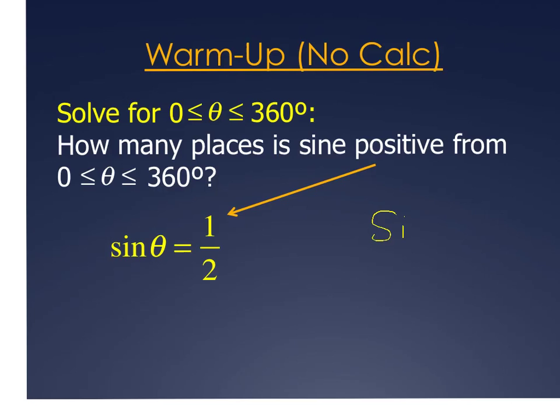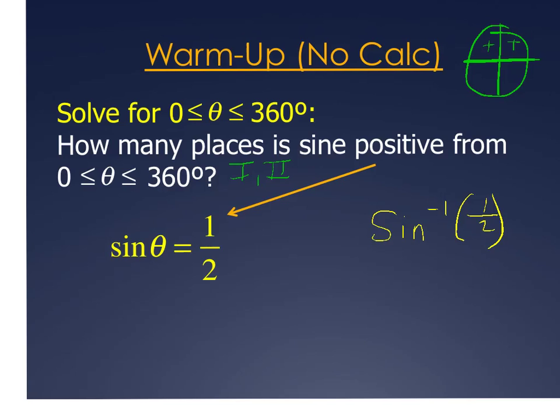Or in other words, using the notation we learned in Chapter 7, sine inverse of a half. So the question in white here says, how many places is sine positive from 0 to 360? Well, this we should be pretty good at by now, but if we take a look at the unit circle here, we know that sine is positive in quadrants 1 and 2. So that's what we're going to take into account when we go to answer our question.